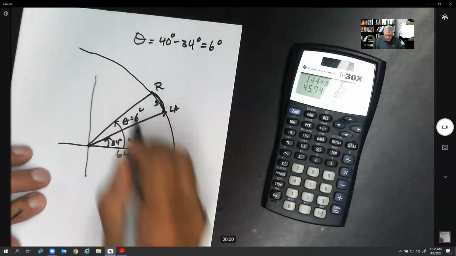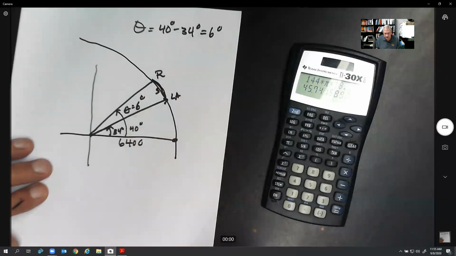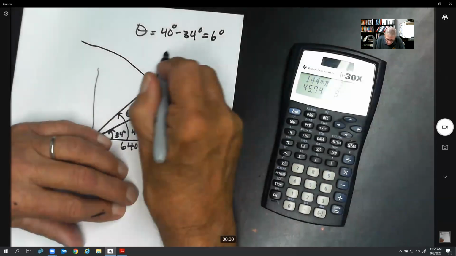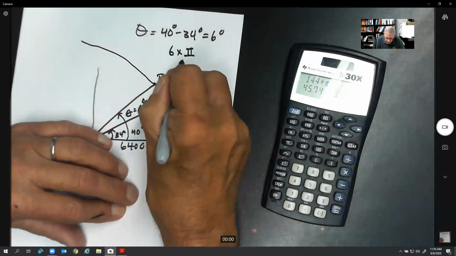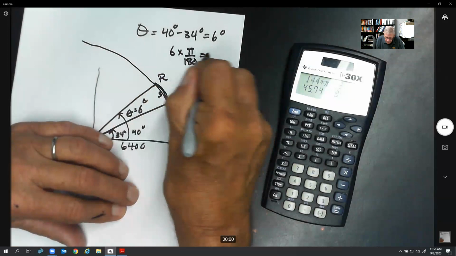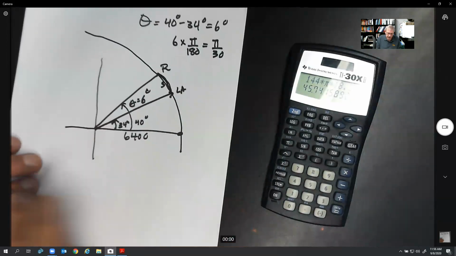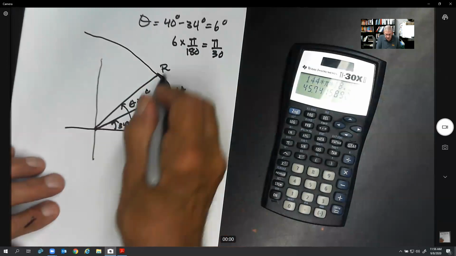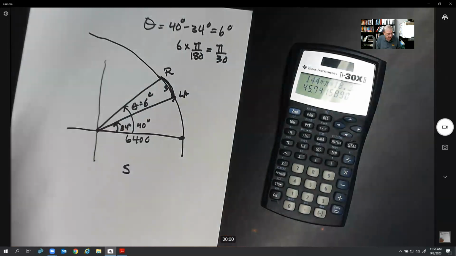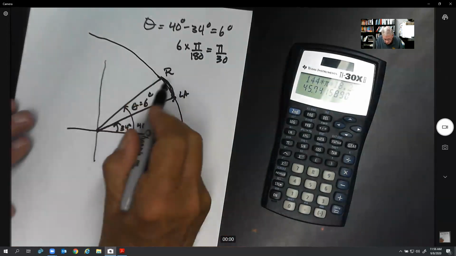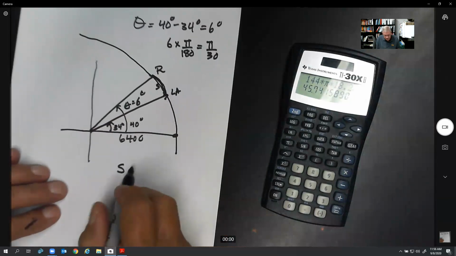That's what theta is. So it's just a matter of putting it into our formula, but this is in degrees, we need radians. So 6 times pi over 180 is going to give me pi over 30. All right, now we're going to calculate the sector of the circle, this distance right here. The sector of the circle, or the distance, in a straight line or in a curve is pretty similar to each other. They might even be equal.